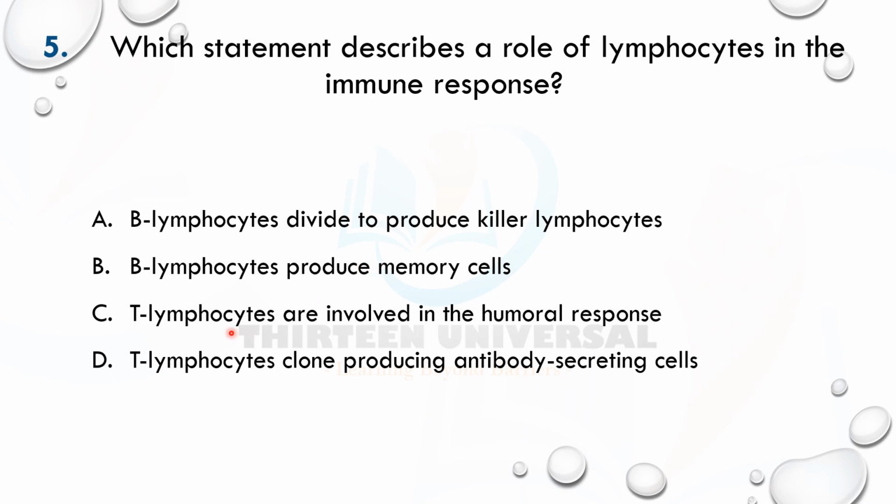Now, T lymphocytes are involved in the humoral response? The humoral immune response involves the synthesis and production of antibodies. T lymphocytes do not produce antibodies. This option says a T lymphocyte clone produces antibody-secreting cells. It doesn't. So this is wrong. Shouldn't the answer be B? Yes, B.